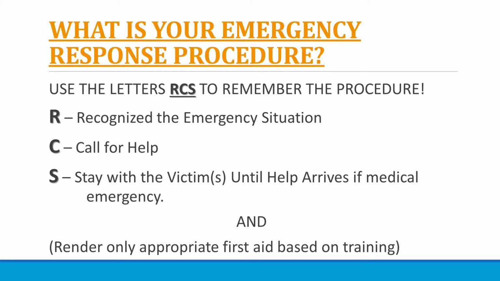C, call for help. We have to alert people what the emergency situation is. The earlier we recognize it, the quicker we call for help or communicate what's going on, the faster people can evacuate a building, find a place of safe refuge inside a building, or go into lockdown and preserve life that way. S, stay with victims until help arrives in a medical emergency.